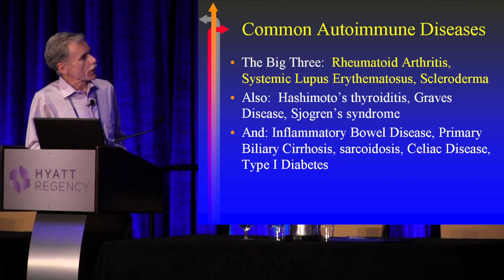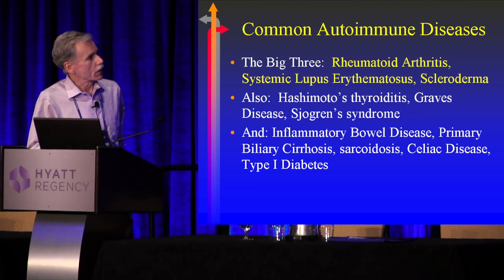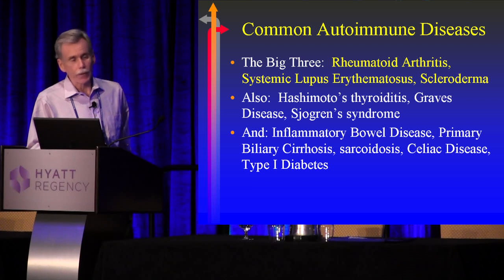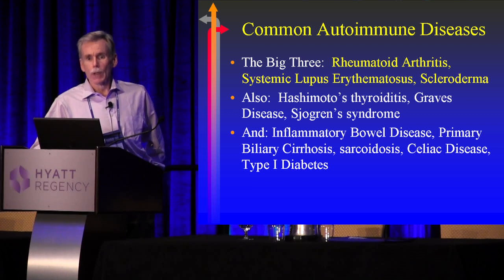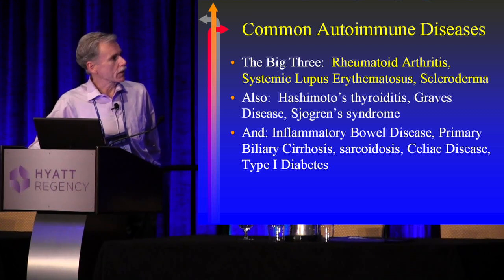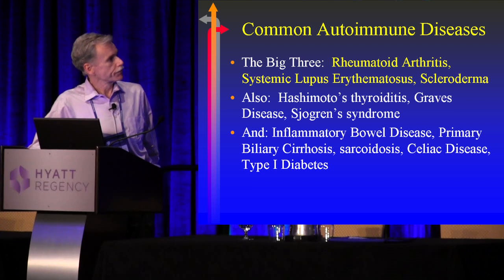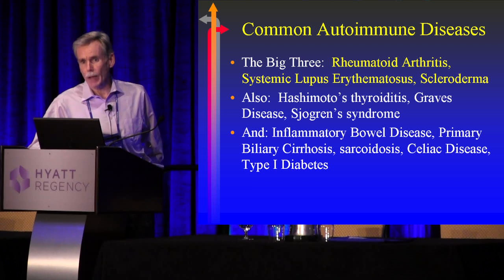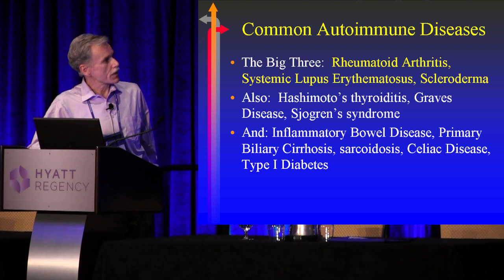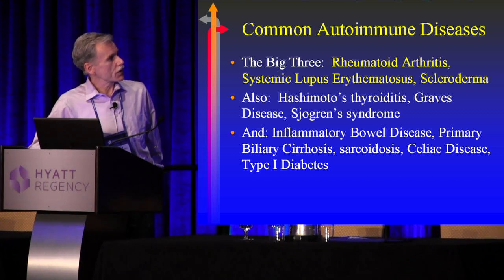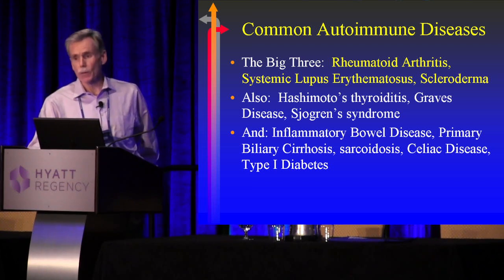So again, the big three: rheumatoid arthritis, systemic lupus, and scleroderma. And the lessons that we've learned, particularly from rheumatoid arthritis and also from lupus, I think, help set the stage for developing an understanding of the disease that we think can propel us to more effective therapies. But there are many other autoimmune diseases that can provide us with information about how to understand and treat autoimmune disease. There's Hashimoto's thyroiditis, there's Graves' disease, there's Sjogren's syndrome, and a host of others that include inflammatory bowel disease, conditions like sarcoid, primary biliary cirrhosis, celiac disease, and type 1 diabetes.